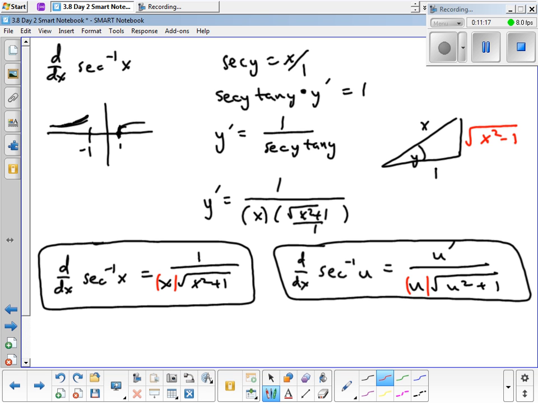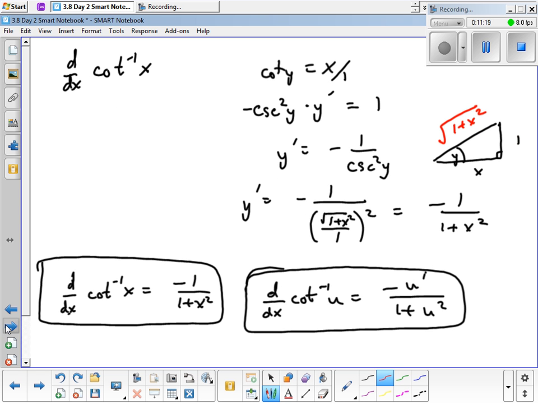And there you have it. It doesn't really matter on this one because there is no way to modify the behavior by putting absolute values on. You've got a 1 plus an x squared, which is always positive anyway. So it is what it is.